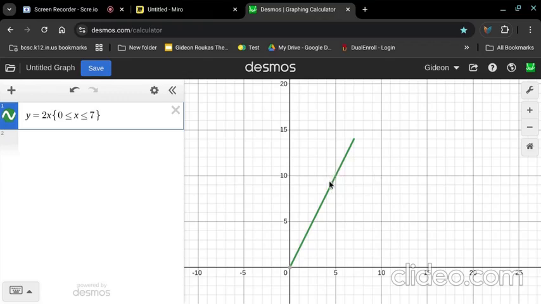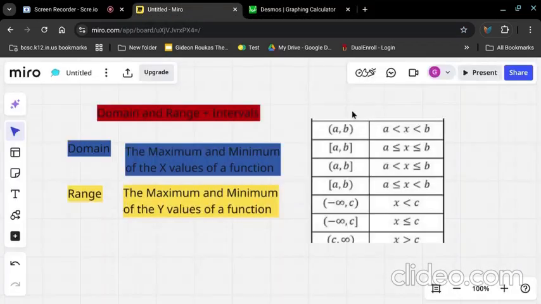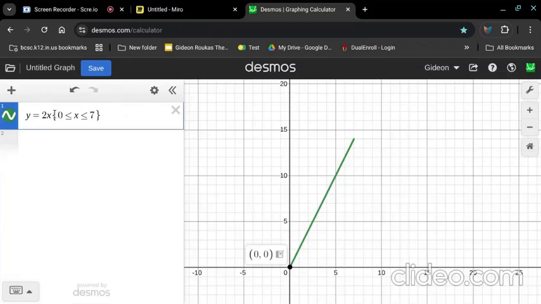So see how this maximum is 7, this minimum is 0. That's an easy trick to be able to figure out where exactly your maximum y values are, in this case 14, and your minimum values are, which is 0 in this case. That's just a pretty simple way of figuring it out using a calculator. Other ones, you'll be able to restrict it as well in different ways, but this is just how you do it on Desmos.